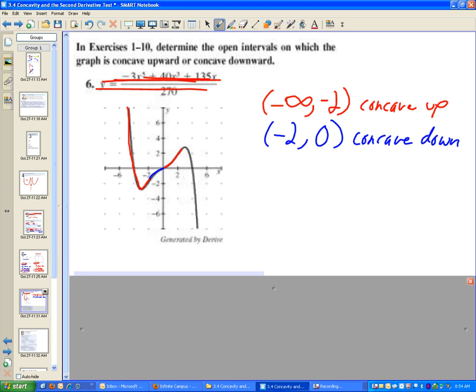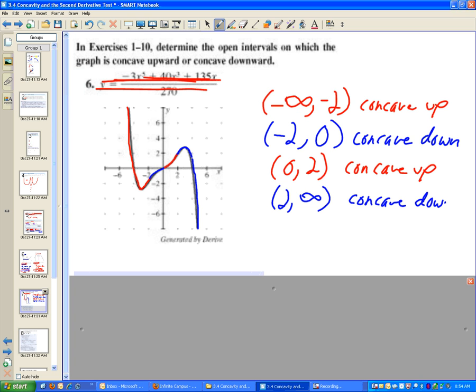I think I passed it, didn't I? What do you think? Where does it switch? 2-ish? I would say 2-ish. And it's hard to be precise, but 2-ish. So from 0 to 2, concave up. Is it concave down the rest of the way? Yeah, it's increasing for a while, but the concavity is down, and then it stays that way. So from 2 to infinity. Does all that make sense? Questions?